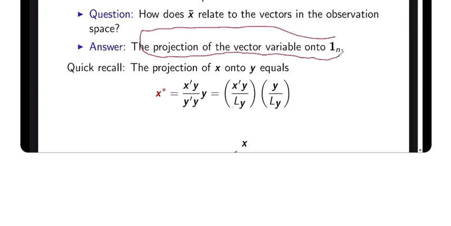That means the projection of the vector variable into one. You have a vector. Why do I say one? That means one, one, one. Oh, they have equal weight. That is why I'm adding all of them together and dividing by n.